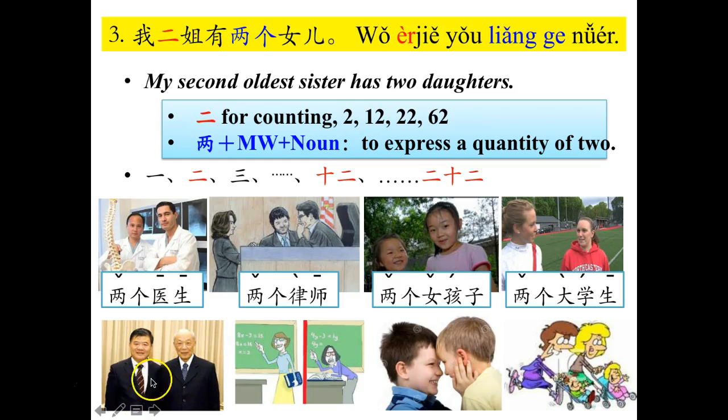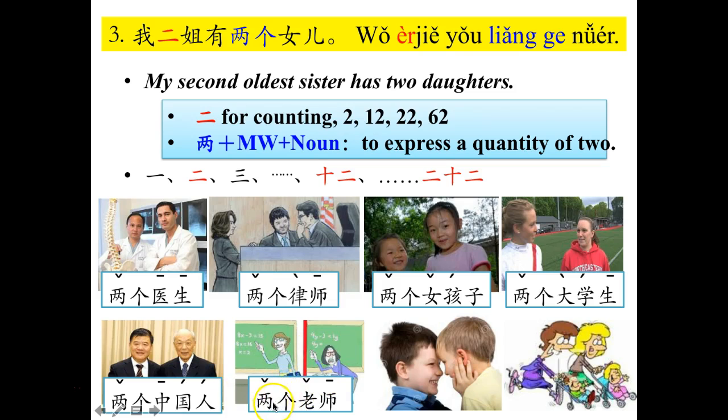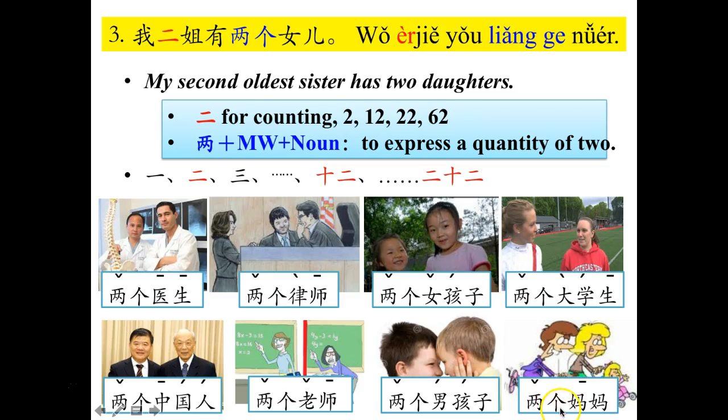Here, there are 2 Chinese people. So you may say 两个中国人. Now here are 2 teachers. So you say 两个老师. Here, there are 2 boys. So 两个男孩子. Now here are mothers and children. So 2 mothers, 两个妈妈.